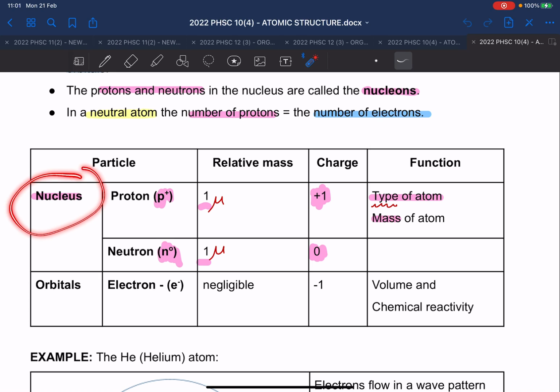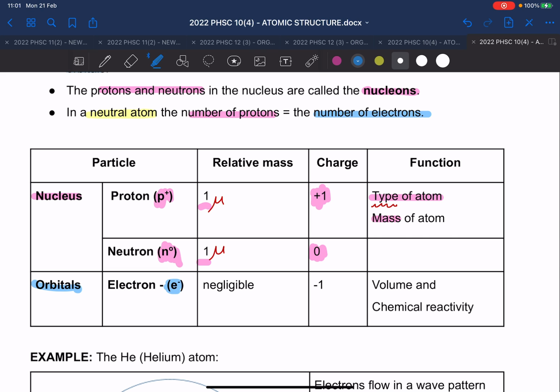In the center, we have the protons and the neutrons. The protons are positive, the neutrons are neutral. They determine the type of atom and the mass of the atom. And then we said, or we started to say, that the electrons you will find in the orbitals around the nuclei.